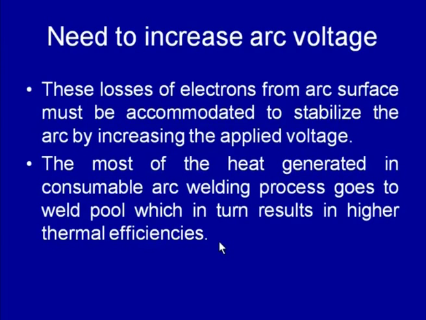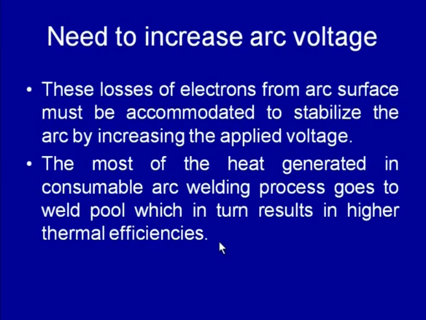In case of the consumable arc welding process, the heat generated in the cathode side is also used for melting of the consumable electrodes, and the heat generated in the anode side is used for melting of the workpiece. So, the heat generated in both the anode side and the cathode side is effectively used for melting the electrode as well as the workpiece, and both these heats are effectively used for melting purpose and for the development of the weld joint, while the heat generated in the plasma is not effectively used even in case of the consumable arc welding process.